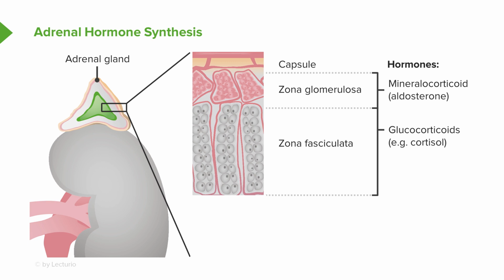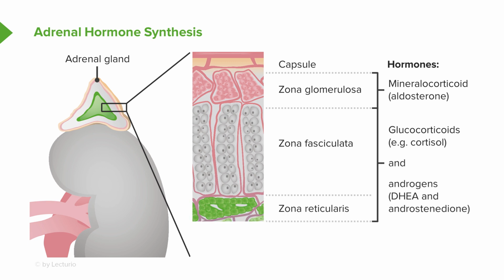Cortisol, though, is often known as a stress hormone. It's released in times of stress, and we'll go through all the different functions that it has. We also have the zona reticularis. This is where the androgens are produced. These will be things like DHEA and androstenedione. These will be involved with secondary sex characteristics.